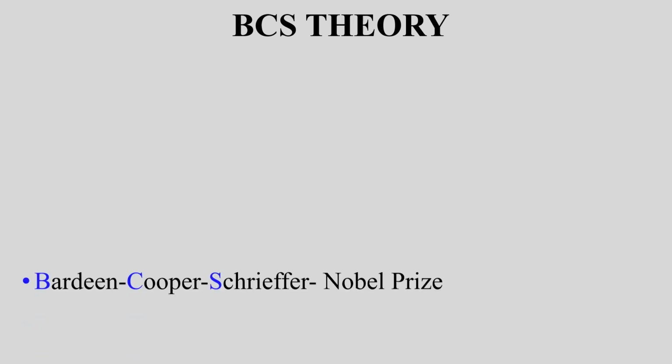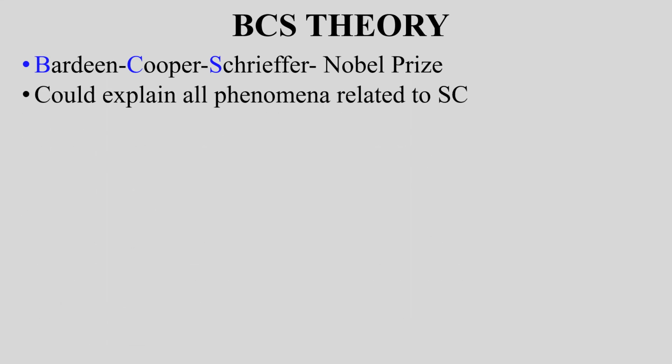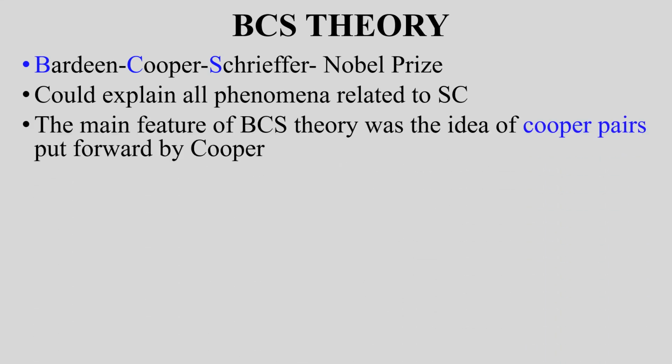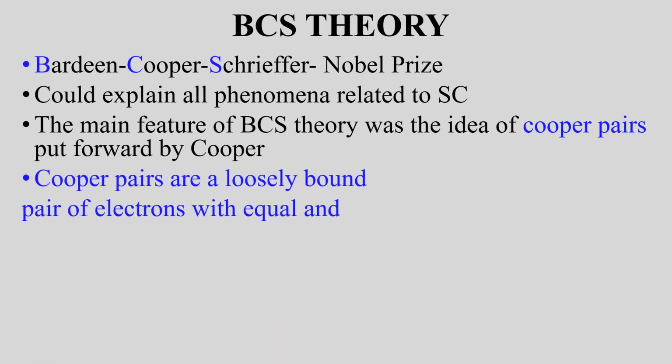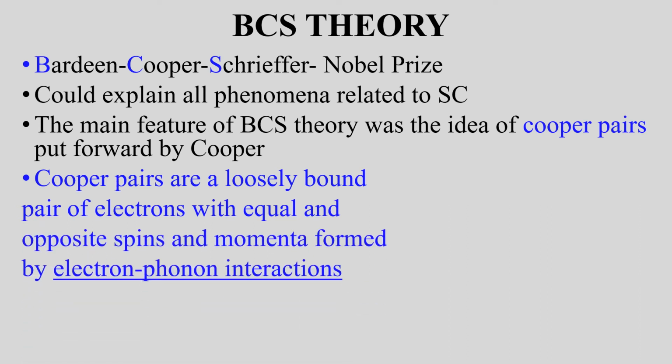We are going to learn about the fundamental theory of superconductors, the BCS theory. This theory was put forward by Bardeen, Cooper and Schrieffer. This theory gained huge success as it could explain all phenomena related to superconductors. The main feature of BCS theory was the idea of Cooper pairs. Cooper pairs are loosely bound pairs of electrons with equal and opposite spin and momenta, formed by electron-phonon interaction.